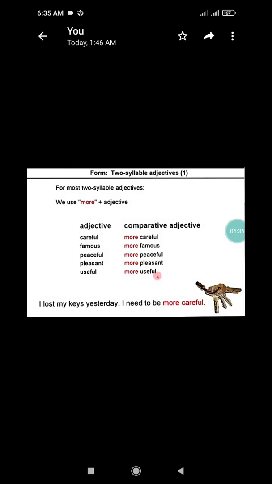For multi-syllable adjectives, we use more or less plus the adjective. Careful, more careful. Famous, more famous. Peaceful, more peaceful. Pleasant, more pleasant. Useful, more useful. I lost my key yesterday. I need to be more careful.